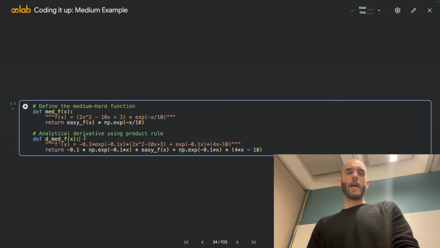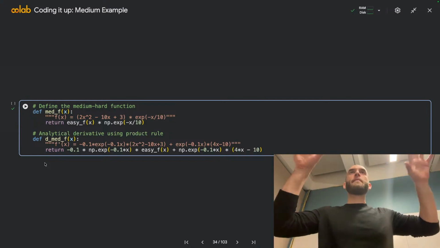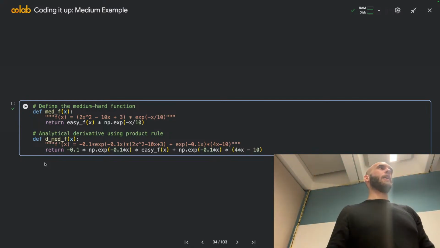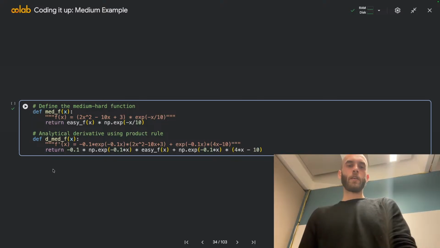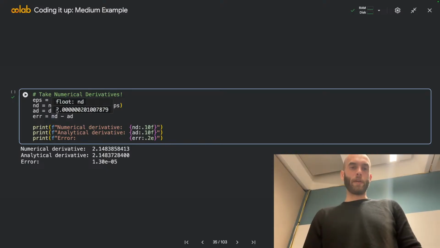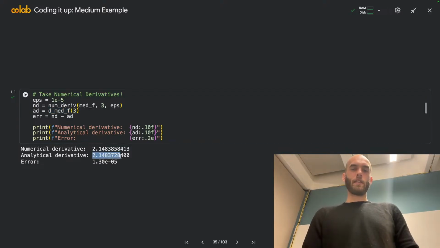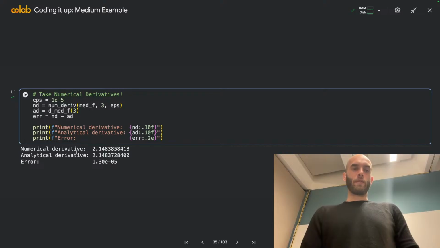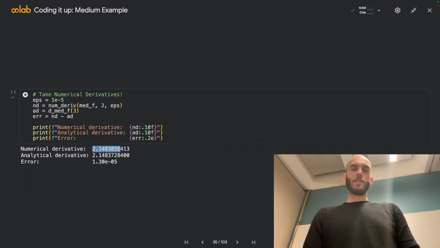Okay, so nice. And then we actually did go about calculating the analytical derivative. So if I run this, we're going to perform the same operation, but for this slightly harder one. If I run this, I get the analytical derivative of medium f evaluated at 3, which is this thing. And then we get the numerical derivative evaluated at 3, which is this thing. And again, just incredibly close.